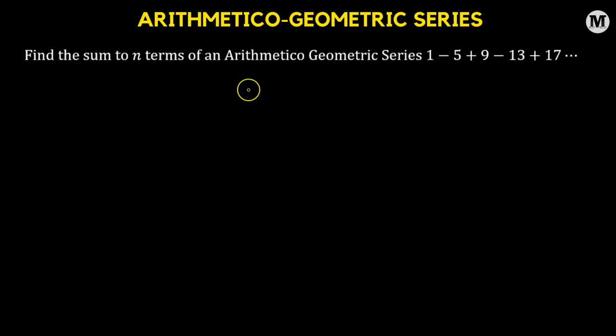Find the sum to n terms of an arithmetico-geometric series. So let's start. We are given a series with the first term being 1, followed by -5, then +9, -13, plus 17. Now this is an alternating series, alternating because the sign is changing from positive to negative, then back to positive, and then going into negative.